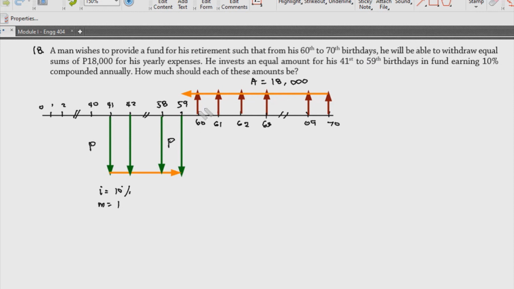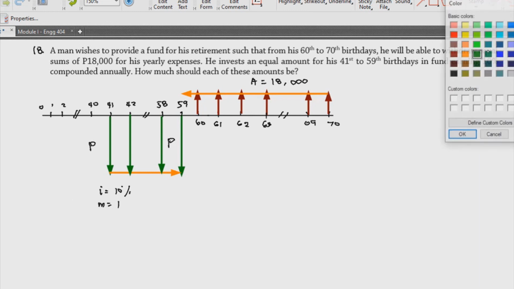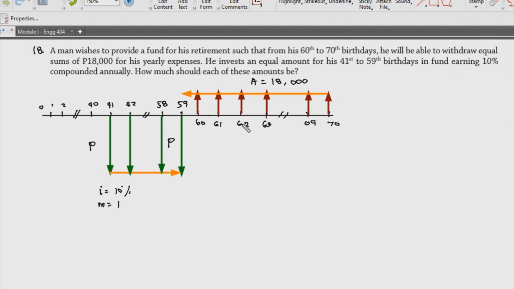So let's compute for this. Again, we'll be using the 59th birthday reference. So let's start by having the equation. So from these annual payments that we're doing from 41st to 59, how many years is that? So if you compute from 59 going to 41, we could say that is 59 minus 41 plus 1. So therefore, our n would be equal to 19.